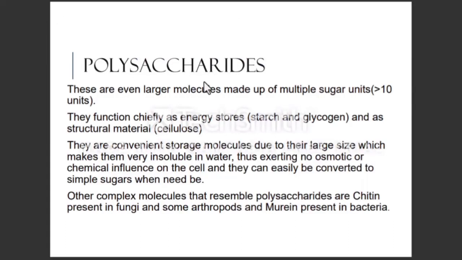Now polysaccharides. These are even larger molecules that are made up of multiple sugar units, more than 10 units. So you have a lot of monosaccharide units that make up polysaccharides. They are very, very large. They are mainly the storage forms of carbohydrates in our body. The storage forms are mainly starch and glycogen: starch, as you must know, in plants, and glycogen, as you must still know, in animals.